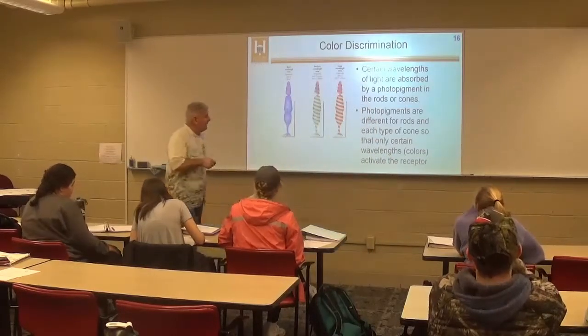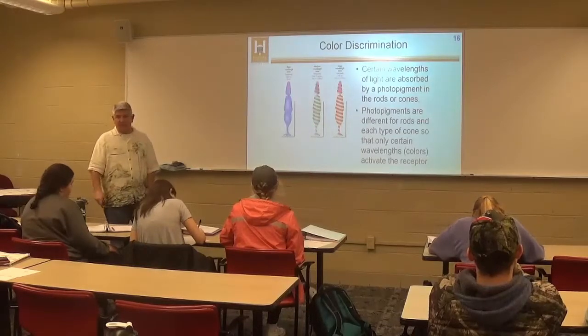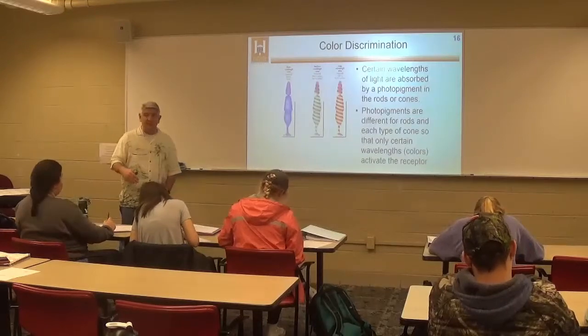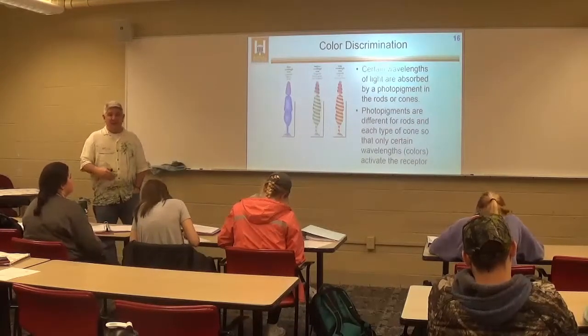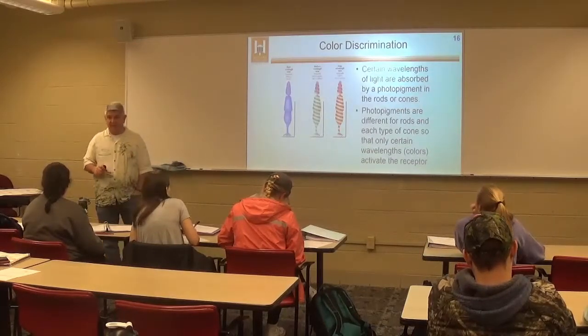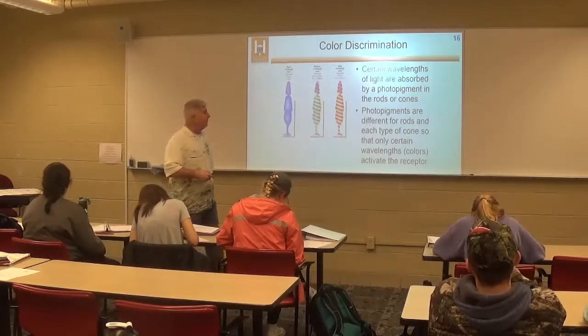What happens if we have equal outputs from short, medium, and long wavelength? All three have the equal output. White, right? The absence of color, white light. If we have no output from all three, what is it? Black, right? The absence of light, no color.